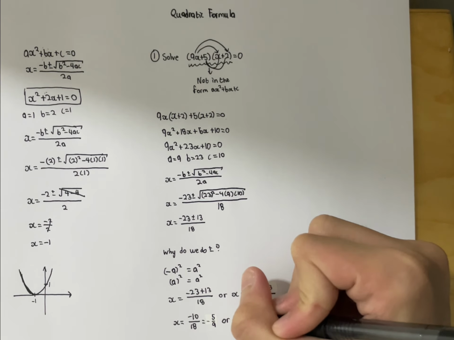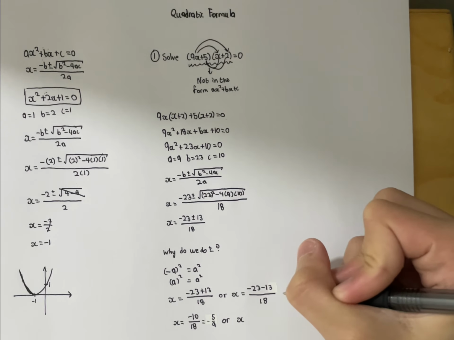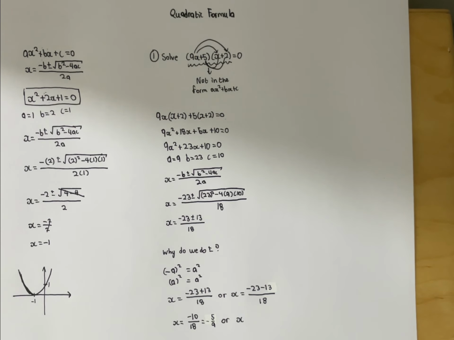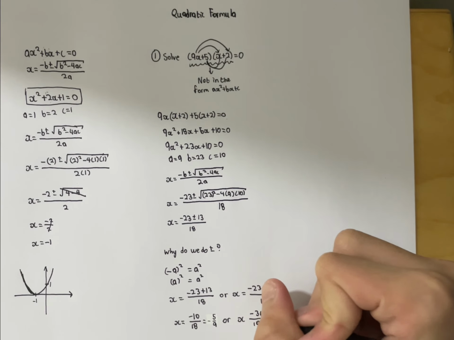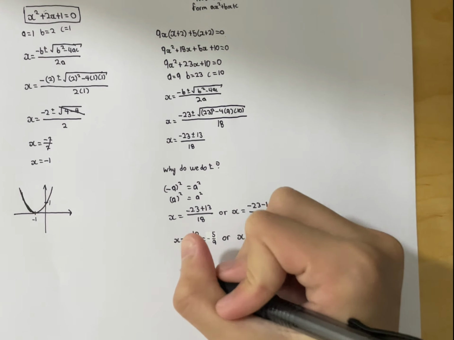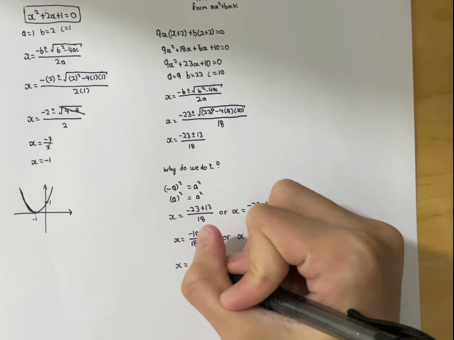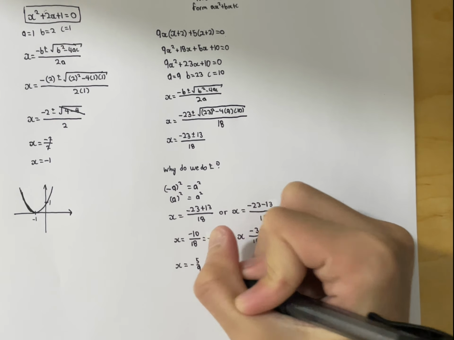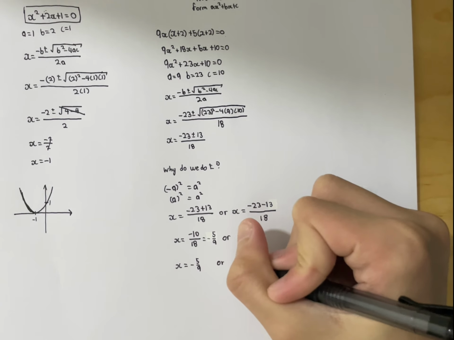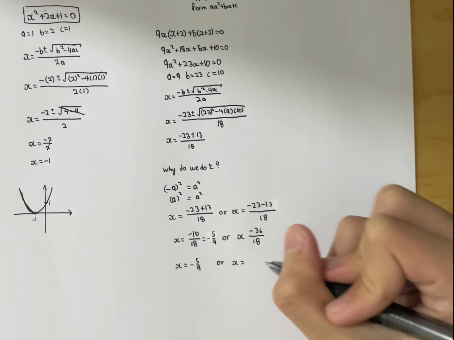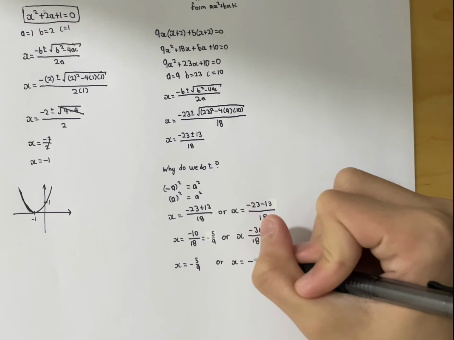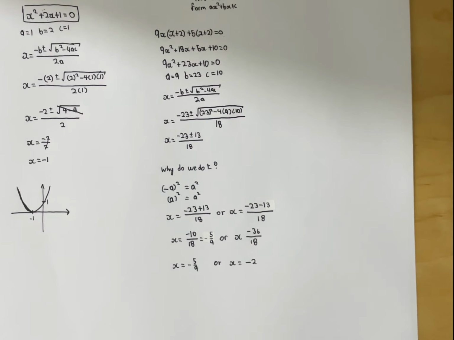Or x would simply be equal to negative 23 minus 13, which is negative 36 over 18. So let's simplify. x is equal to negative 5/9, or x is equal to, well, negative 36 over 18. That's just negative 2. That's our answer. Put a little tick.